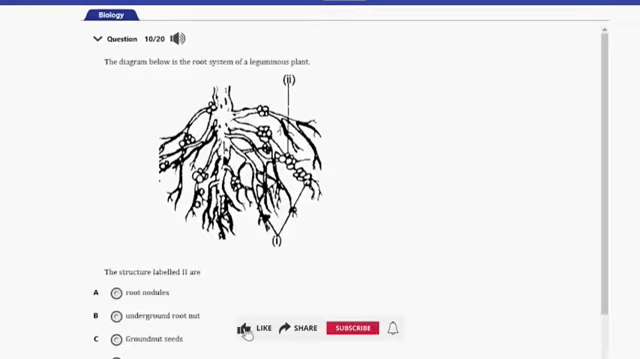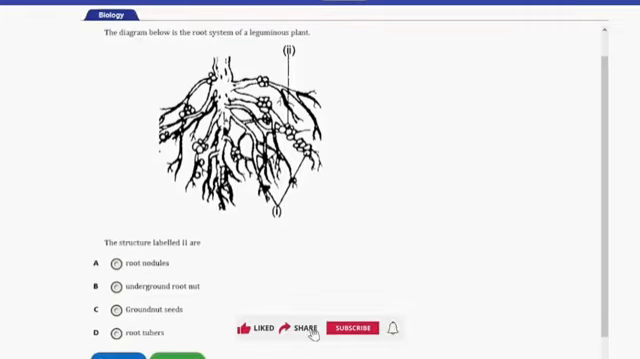It says, the diagram below is the root system of a leguminous plant. It says here, the structure labeled II are A. Root nodules. B. Underground root nodes. C. Groundnut seeds. And D. Root tubers. So guys, the answer to this question here is option A, and that's root nodules.